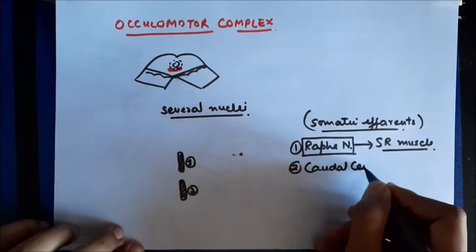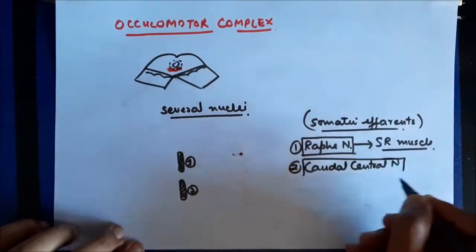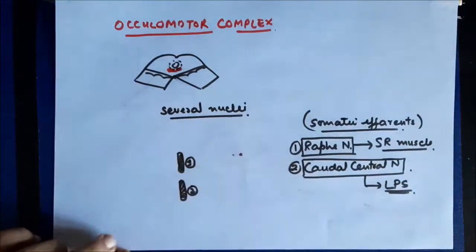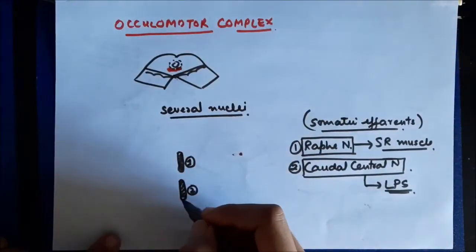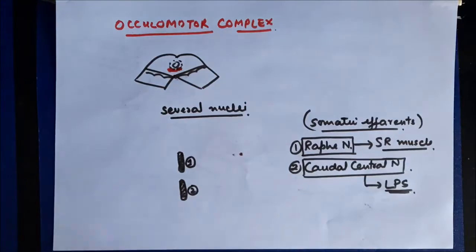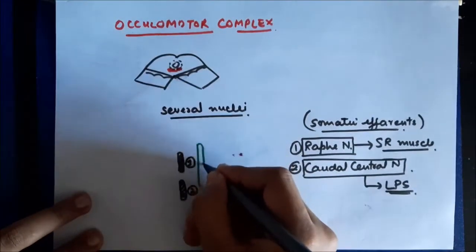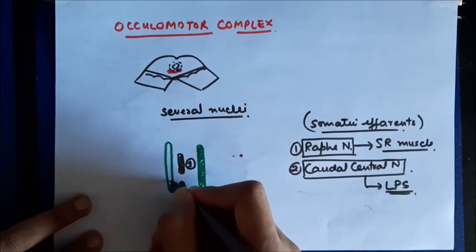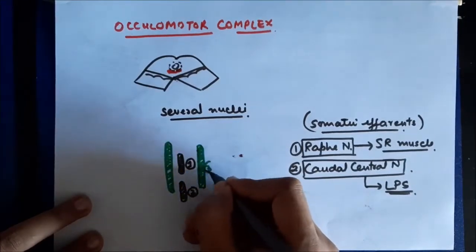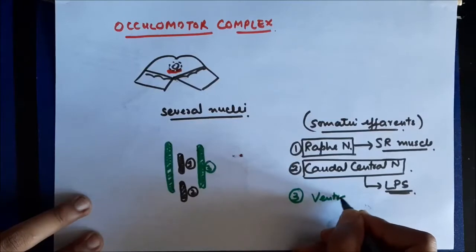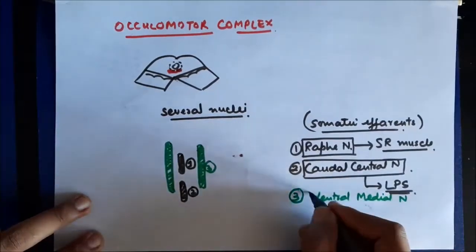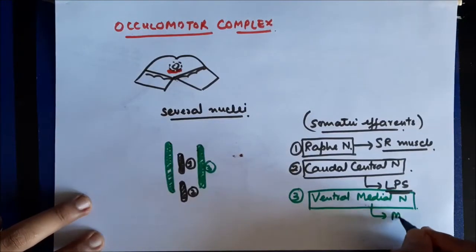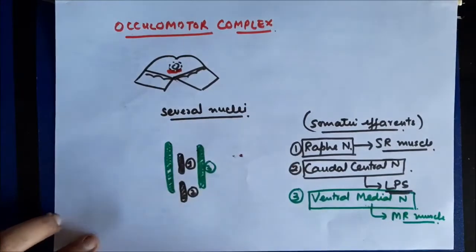The second nucleus is called the caudal central nucleus, which provides somatic efferent fibers to the levator palpebrae superioris muscle. Now lateral to these two nuclei, there is another nucleus present on either side. This is nucleus number 3, a pair present on each side, called the ventral medial nucleus. It provides somatic efferent supply to the medial rectus muscle, which is again an extraocular muscle.